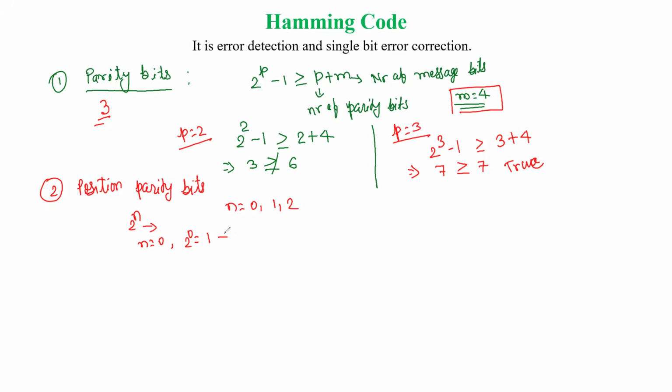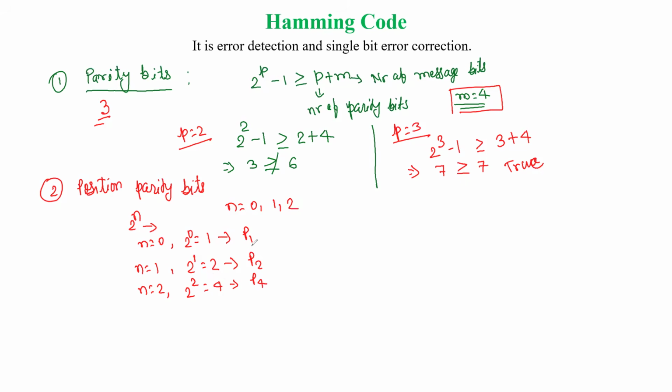So that means the first parity bit P1 will be in the first position. When n equal to 1, we have 2 to the power 1, that is 2. So the second parity bit will be in the second position. Next we take n equal to 2. So 2 to the power 2 is 4. So the third parity bit will be in the fourth position. Like this we write the parity bits as P1, P2, P4 and their positions.